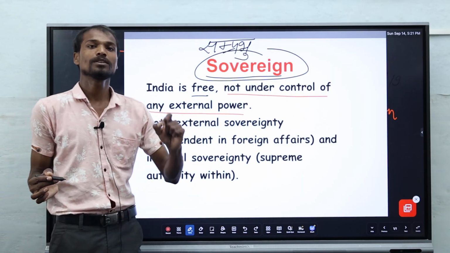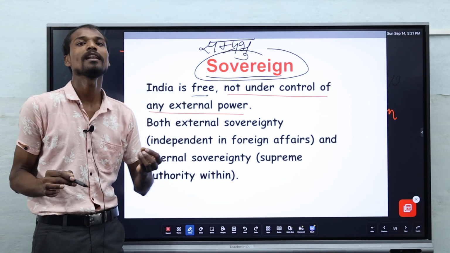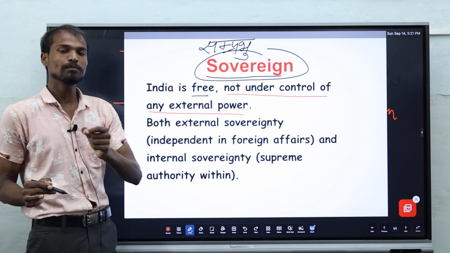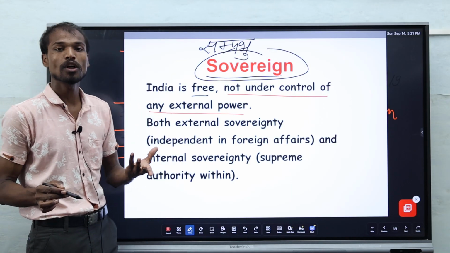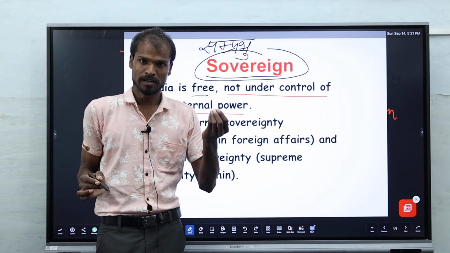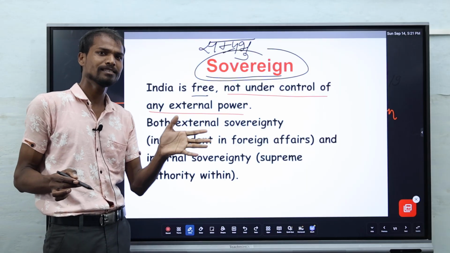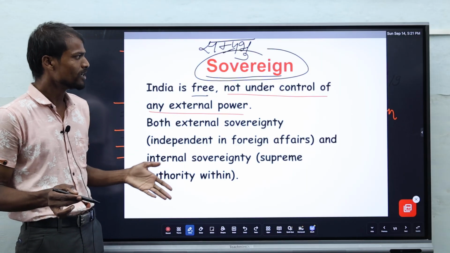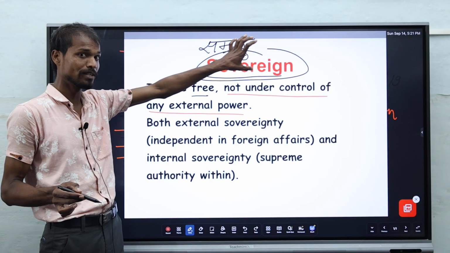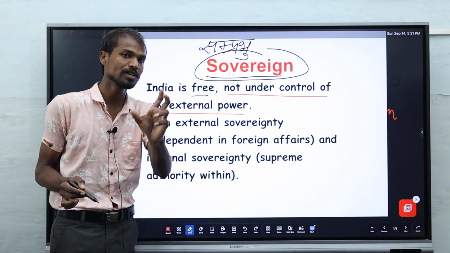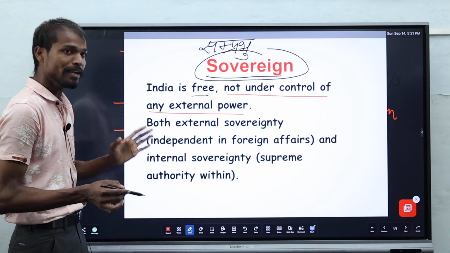When making any rules, regulations, or policies, India is completely free. India is not under the control of America, the USA, or Britain. British colonial rule ended in 1947. After 1950, when the constitution was fully implemented on January 26, 1950, India became sovereign.